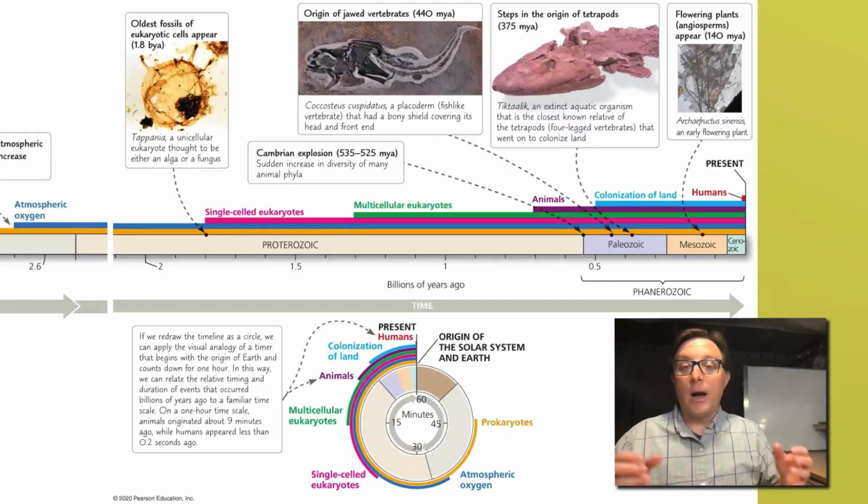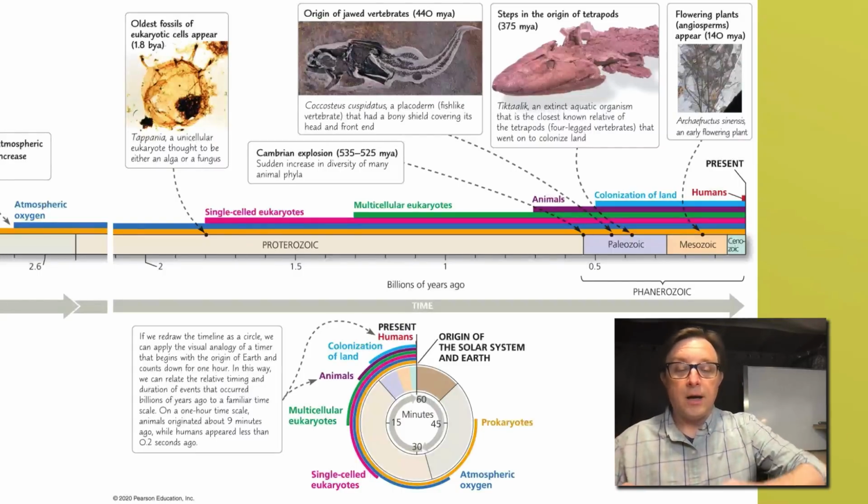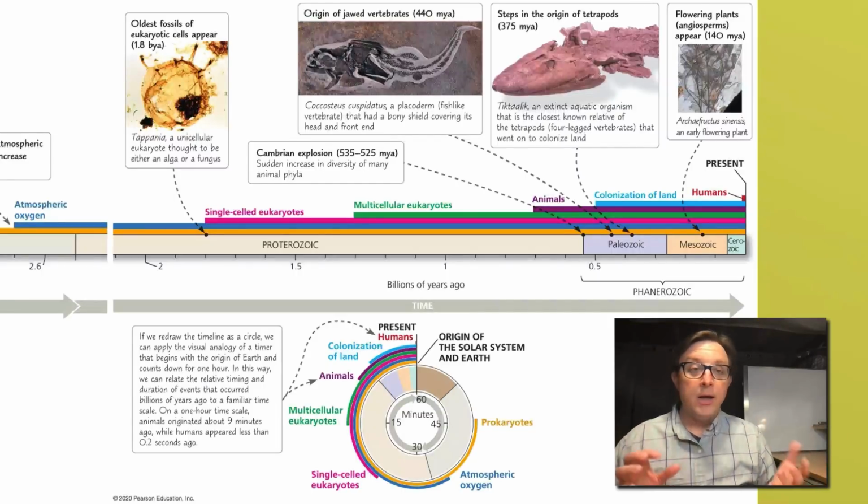first set up. And there at the bottom, you can see a way of representing this time scale as a clock. So if we say that the solid Earth formed an hour ago, when did all of these things happen in terms of time? I think it says somewhere in there that humans arrived 0.2 seconds ago. So it gives you an idea that Earth and life have been here for a very long time, long before humans were.